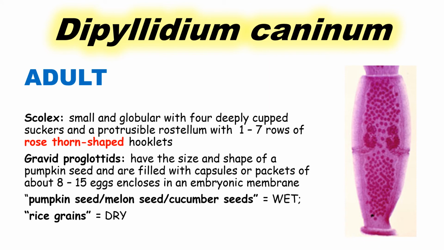So, for the gravid proglottids, the shape is like a pumpkin seed, which are filled with capsules or pockets of about 8 to 15 eggs enclosed in an embryonic membrane. Okay? So, if you get the proglottid wet, it resembles a pumpkin seed, melon seed, cucumber seed. If it dries, it looks like a rice grain.